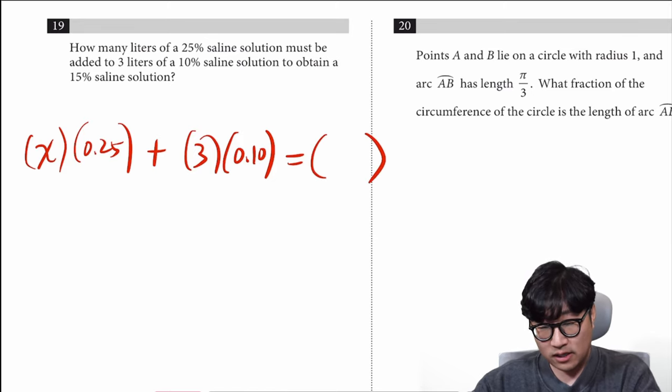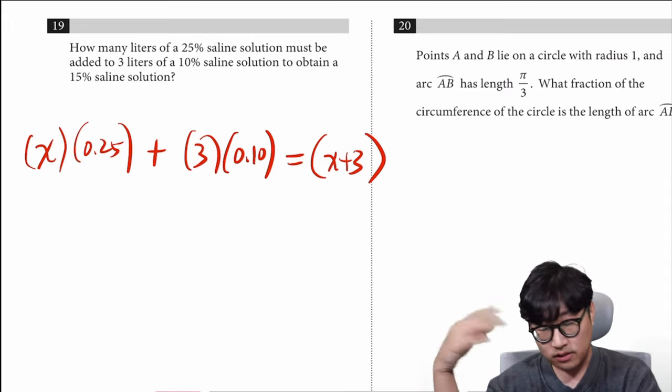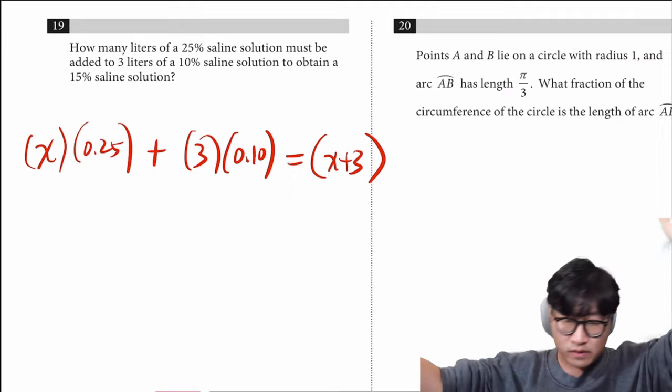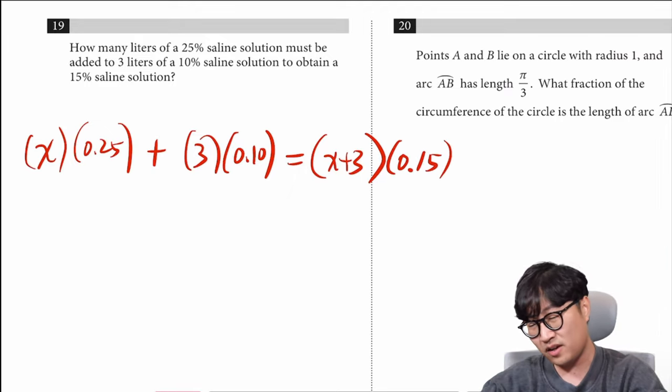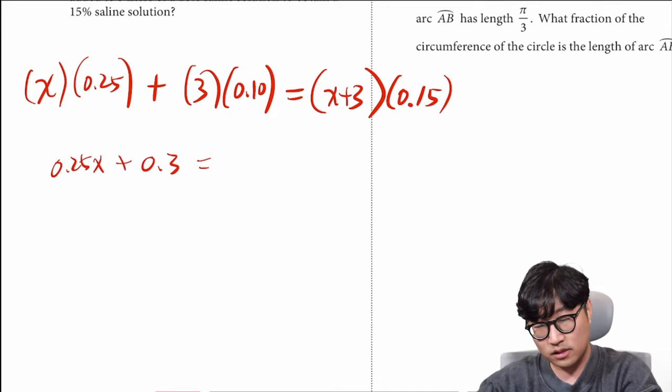what liters? Well, that's going to be x plus 3, right? Because you've got the x liters and 3 liters together all being poured into a single jar, glass, whatever they're doing this in. And then that would be 15%, so 0.15. There you have it. So 0.25x plus 0.3 is equal to, distribute that, 0.15x plus 0.45.